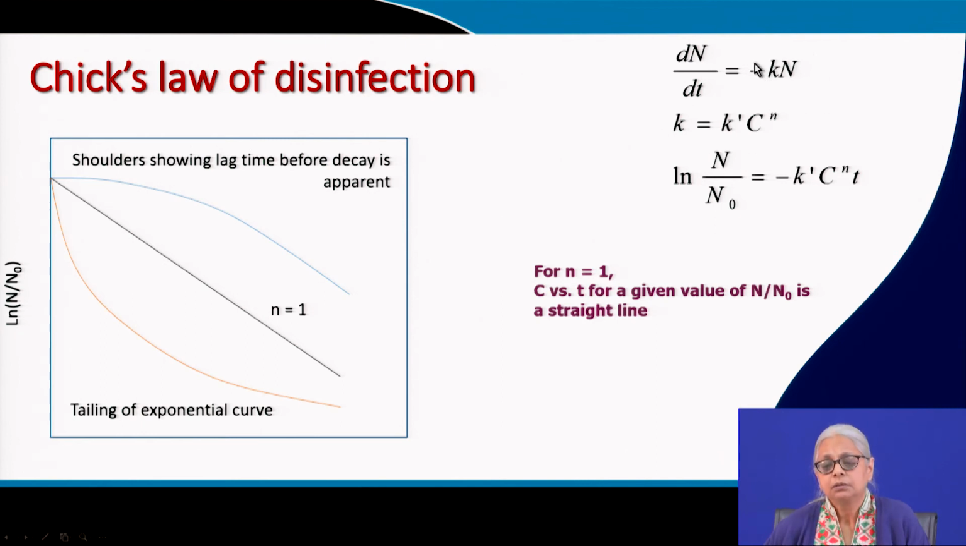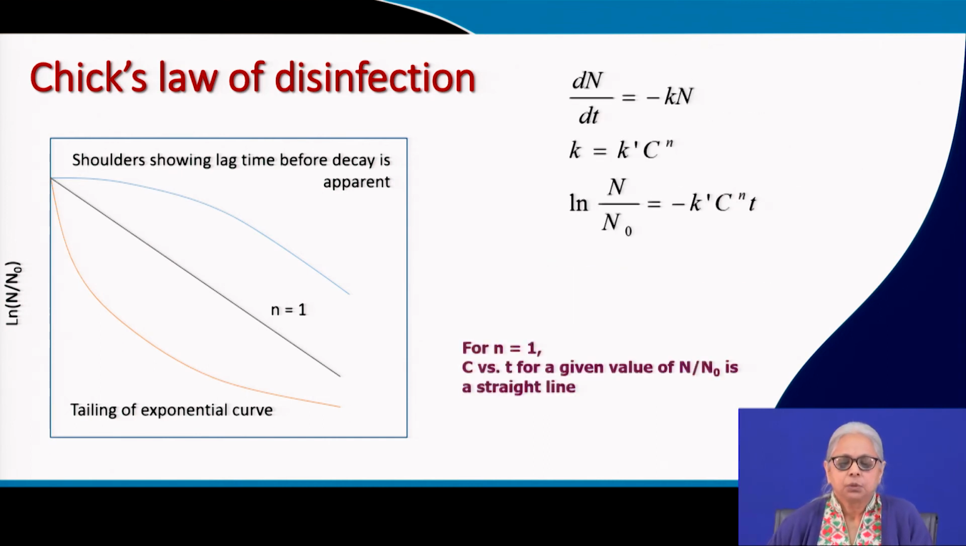When I integrate dN by dt is equal to minus KN, Chick-Watson's law is what we use to describe the reduction in the number of cells when they are exposed to a particular disinfectant. That disinfectant can be chlorine, chloramine, ozone, whatever it is. So here we have log N by N0. N0 is the initial bacterial population, N is the population at any time t, and the x-axis is also time.